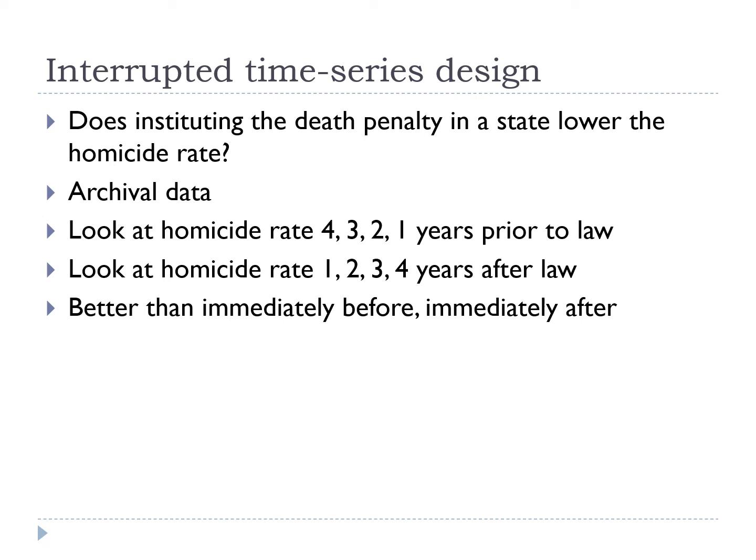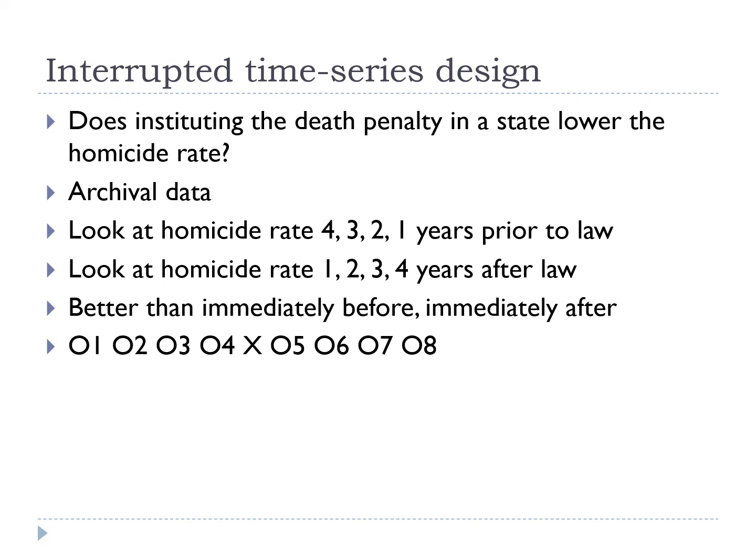And once again, having a few years of data helps establish a pattern. It's better than just a single time point before and a single time point after. So you can get a better big picture long-term view. So it might look something like this, where you have 4 observations of the homicide rate, and then the X would be the institution of the law, and then you have 4 years after in order to see what the homicide rate was and whether it changed after the institution of that law to see if there was a difference.